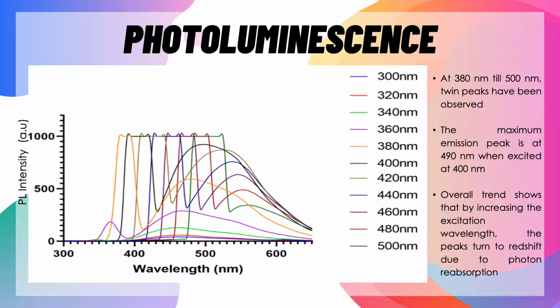These twin peaks actually overlap each other until 500 nm. Overall, the trend shows that by increasing the excitation wavelength, the peak shifts to redshift. It goes to redshift due to photon reabsorption. So the twin peaks actually reappear, and they overlap at 400 nm and so on with excitation.